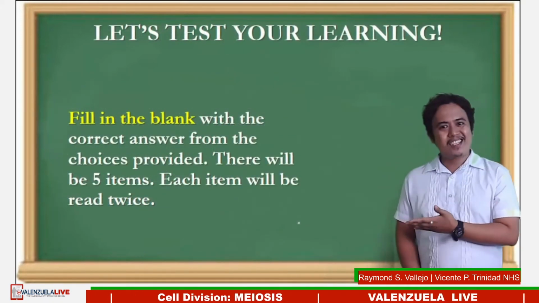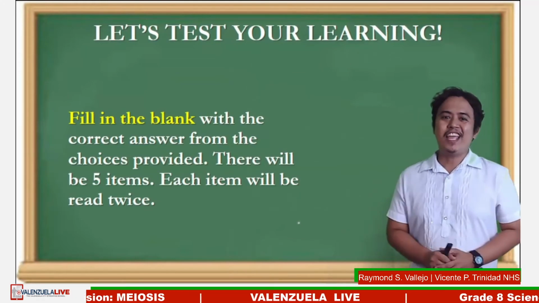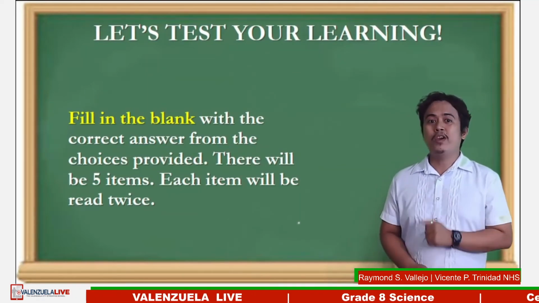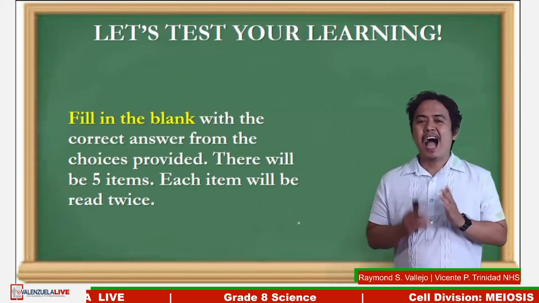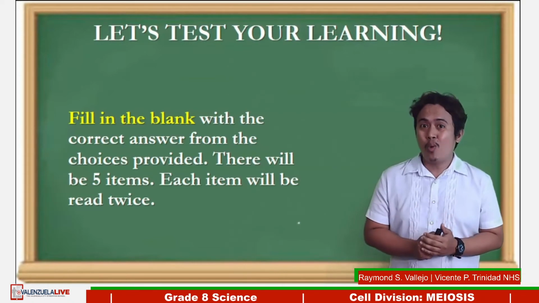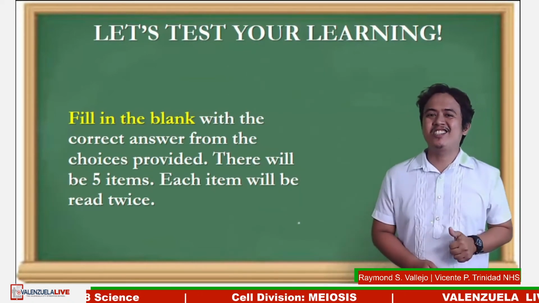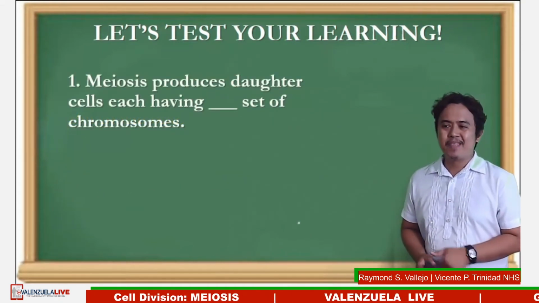Let us now test how much you have learned for today. Now, for each item, fill in the blank with the correct answer from the choices provided. There will be 5 items. I will read each item twice. Are you ready? Then let's get started. Here is the first item.